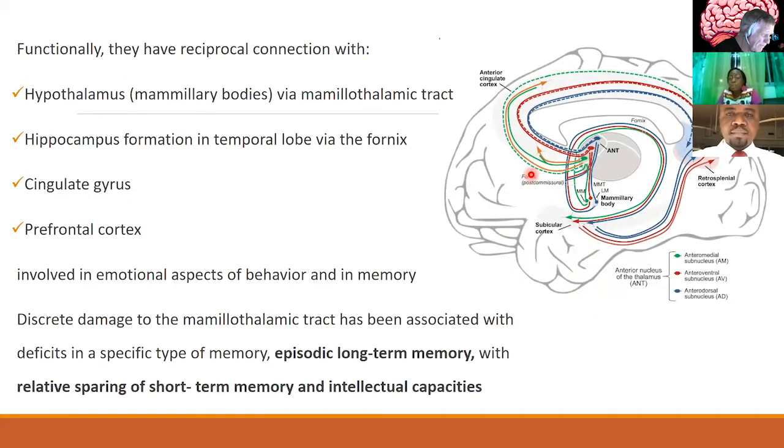Functionally, they have a reciprocal connection with the hypothalamus, particularly the mammillary body, through the mammillothalamic tract, with the hippocampal formation in the temporal lobe via the fornix, the cingulate gyrus, and the prefrontal cortex. Hence, they are involved in emotional aspects of behavior and memory. Discrete damage of the mammillothalamic tract has been associated with a deficit in a specific type of memory, that is episodic long-term memory, with relative sparing of short-term memory and intellectual capacities.